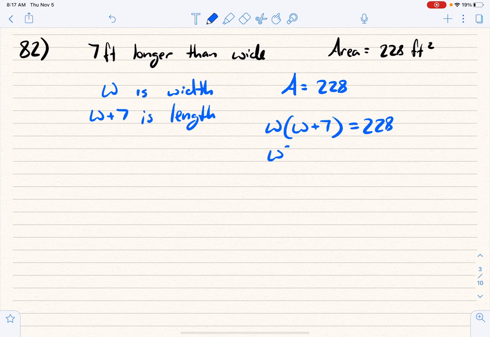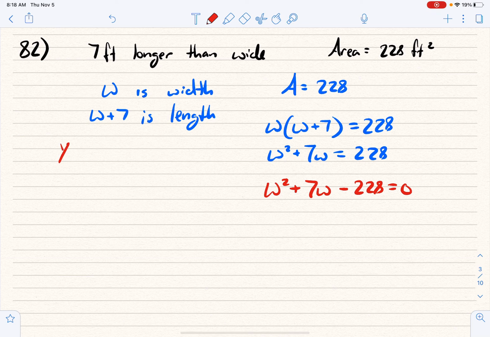So you get W squared plus 7W equals 228. Now, I'm a big sissy, and I go, that value there, 7, that's an odd number. If I cut that in half and square it, it's going to get kind of ugly. So I'm going to go ahead and use the quadratic formula, but to do that, I want to move everything over to one side. So I have W squared plus 7W minus 228 is equal to 0.